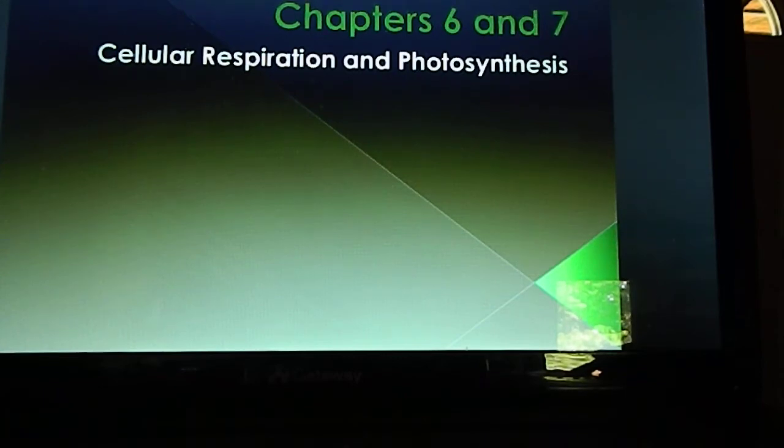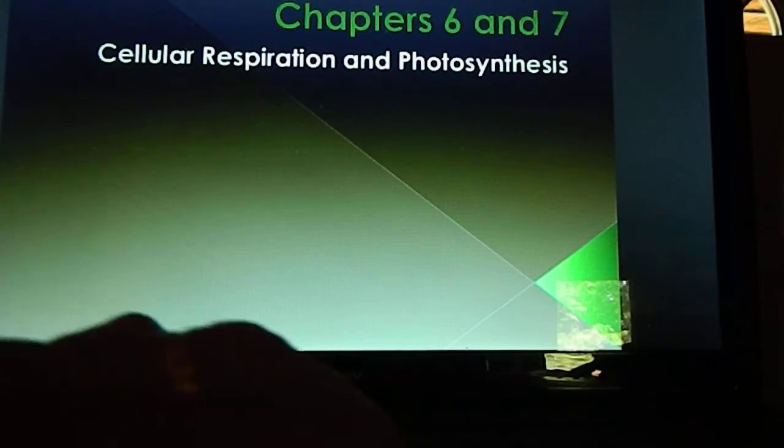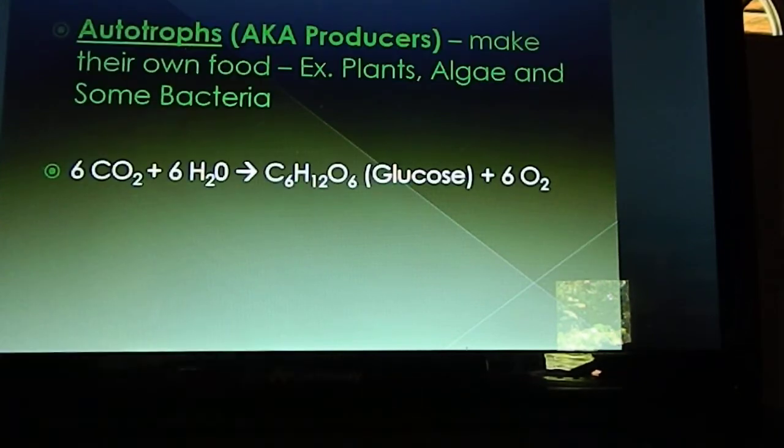You can either get into detail or keep it way at a broad aspect, so we're going to keep it as broad as we can. Chapter 6 deals with cellular respiration, Chapter 7 photosynthesis. We're going to take these in reverse order and start with photosynthesis.